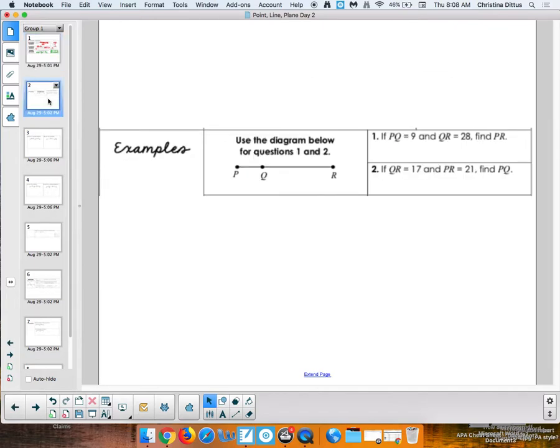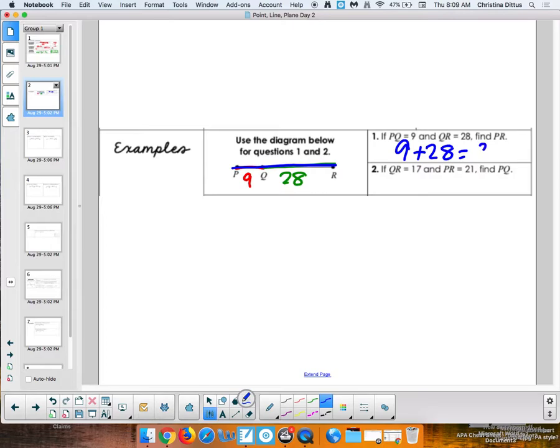So, if I have PQ is 9, so this little chunk here is 9, and QR is 28, so this chunk is 28, how can I find PR, my whole line? What do I do? Add them. 9 plus 28, you guys got calculators? Or mental math? Who's got it? 37. So my whole thing, PR, is 37.